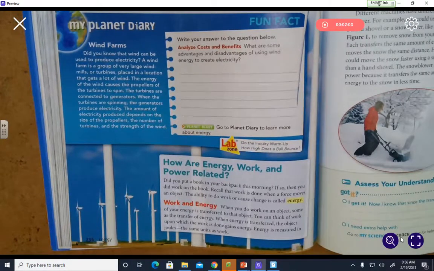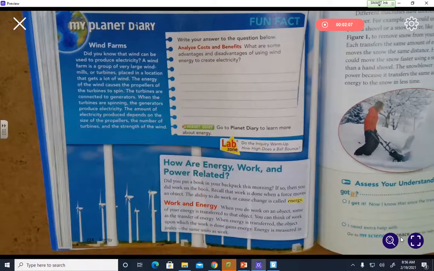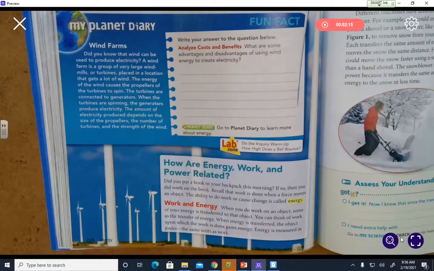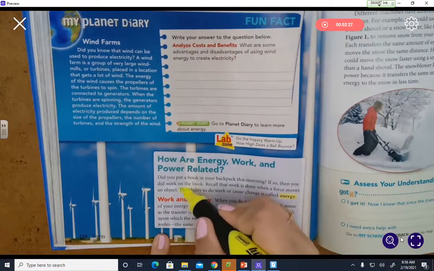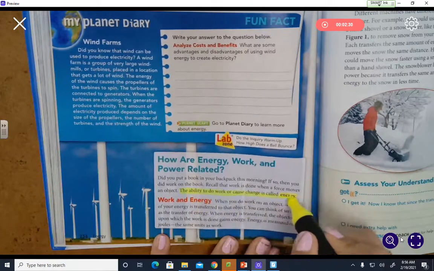How are energy, work, and power related? Did you put a book in your book bag this morning? If so, then did you work on the book? You did work on the book. Recall that work is done when a force moves an object. The ability to do work or cause change is called energy. Highlight the definition for energy.